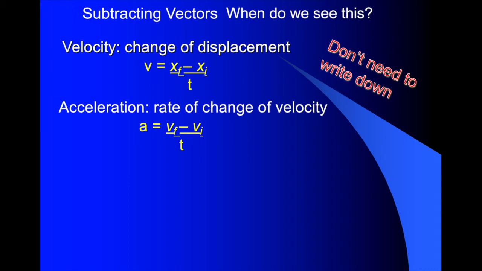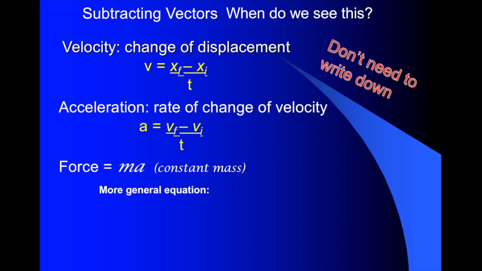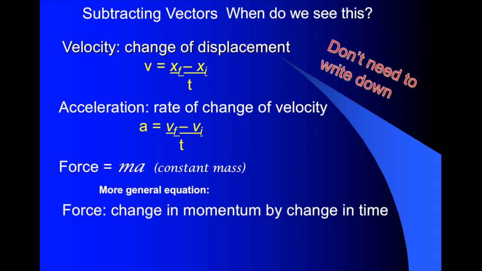And then the famous force equals mass times acceleration, and this is if it were a constant mass. Now this is multiplication, but a more general equation would be where force is the change in momentum over the change in time, which would then be your change in p, which is again your final momentum minus your initial momentum, all over the change in time, your duration of time. So these are some of the most common equations that we use in order to subtract vectors.